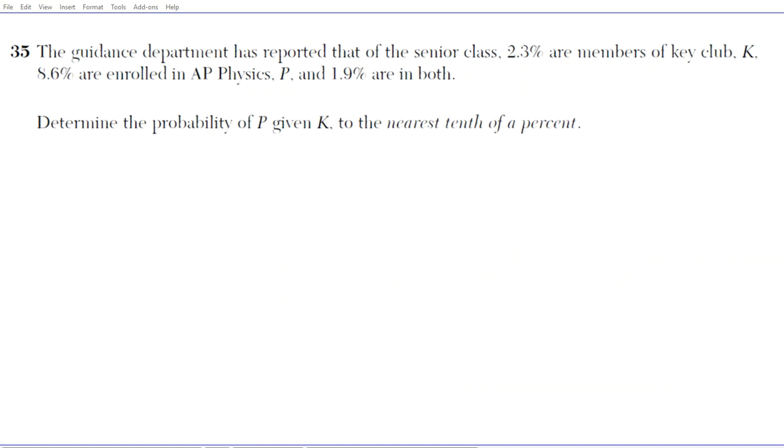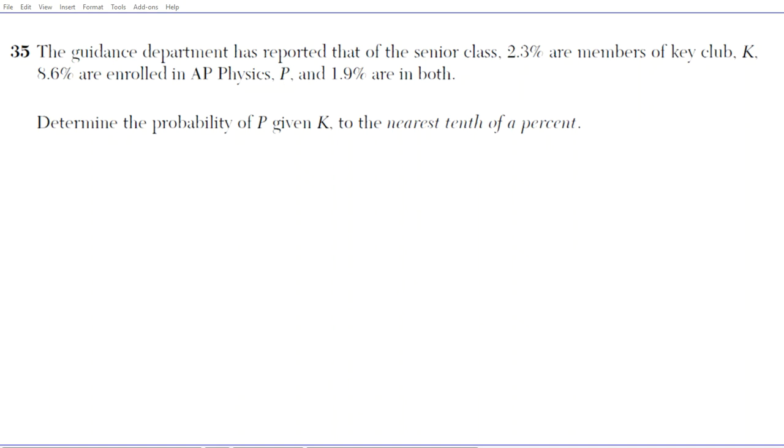It reads, the guidance department has reported that of the senior class, 2.3% are members of Key Club K, 8.6% are enrolled in AP Physics P, and 1.9% in both. Question. Determine the probability of P given K to the nearest tenth of a percent.